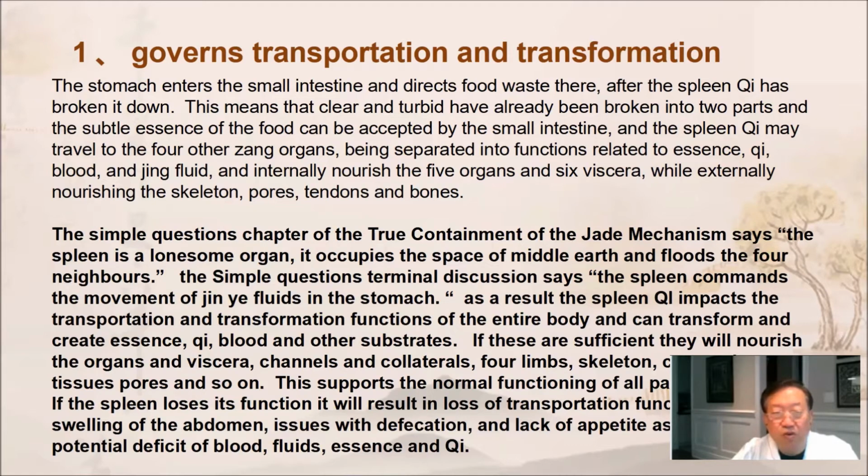As a result, the spleen qi impacts the transportation and transformation functions of the entire body and can transform and create essence, qi, blood, and other substrates. If these are sufficient, they will nourish the organs and viscera, channels and collaterals, forelimbs, skeleton, connective tissues, pores, and so on. This supports the normal functioning of all parts of the body. If the spleen loses its function, it will result in loss of transportation function, swelling in the abdomen, issues with defecation and lack of appetite, as well as potential deficit of blood, fluids, essence, and qi.